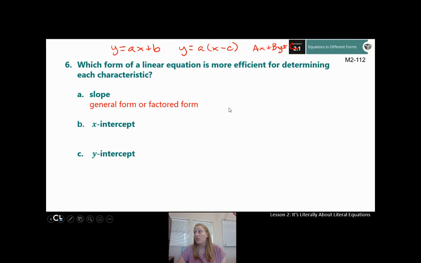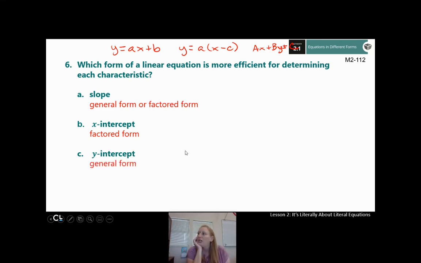For the x-intercept, the easiest one is definitely factored form. Remember that negative pointing toward the c, that gives us our x-intercept. So factored form is great for the x-intercept. And for our y-intercept, clearly general form's the good one, right? General form has that y-intercept hanging off the end.